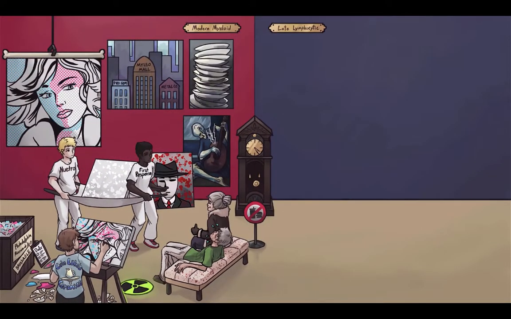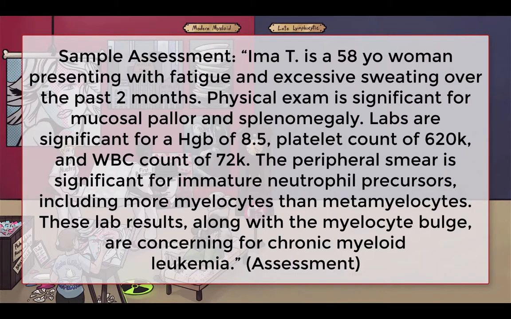Let's sum up the presentation of CML in a sample assessment statement. Ima T is a 58-year-old woman presenting with fatigue and excessive sweating over the past 2 months. Physical exam is significant for mucosal pallor and splenomegaly. Labs are significant for a hemoglobin of 8.5, platelet count of 620, and white count of 72. The peripheral smear is significant for immature neutrophil precursors, including more myelocytes than metamyelocytes.